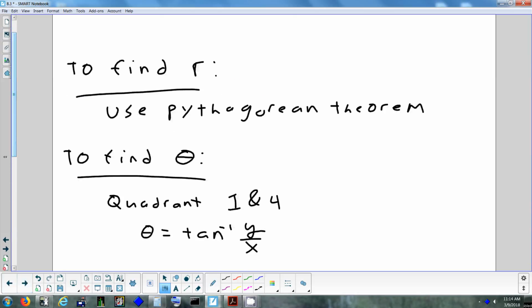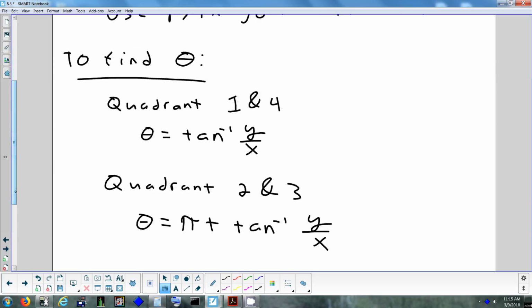So to find r, we just said use the Pythagorean Theorem. To find theta, it's the inverse tangent of y over x, and I tried to explain why. Now, that formula works fine as long as you're in quadrants 1 and 4. If you're not, it's a very similar formula, but you have to remember to add something.